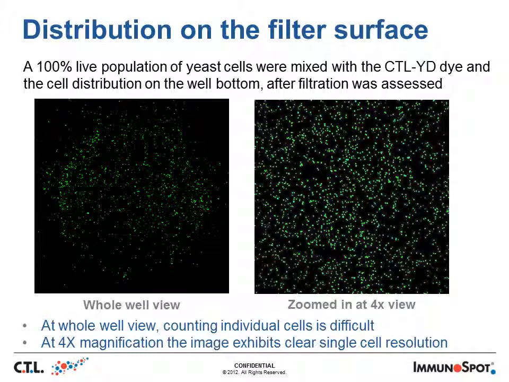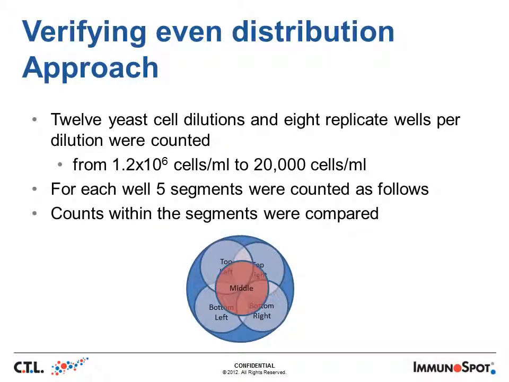If you look on the left, the whole well view seemed to suggest an even distribution of cells in the well surface, but was unable to provide much quantitative information due to the lack of resolution. When we zoom into the image, it provides much better resolution, allowing accurate counting parameters to be set, so that single cells can be distinguished from clusters. This led to the next question, whether the whole surface had to be imaged in a zoomed-in view, which would then impact time, or if we could just image one of these zoomed-in views.